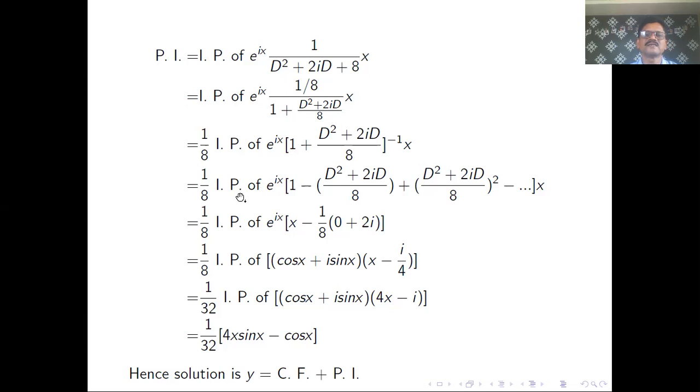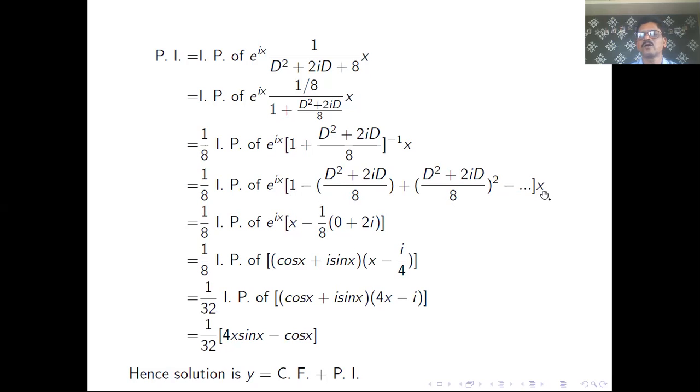Further, 1 by 8 as it is, IP of e raised to ix as it is, and expand this by using the series of (1 plus x) raised to minus 1. So you will get 1 minus x plus x square minus x cube and so on, operate x on it. Here x you replace by the quantity (D square plus 2iD) divided by 8. Now you operate this function x on each and every term inside the bracket. So 1 into x, you will get x, and the 1 by 8 is taken outside.